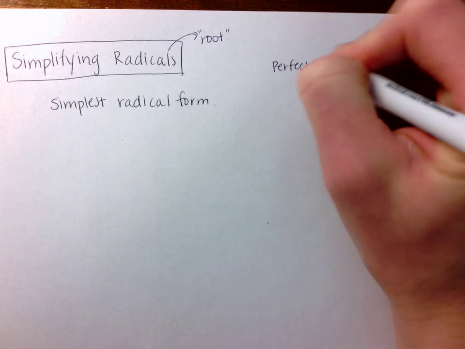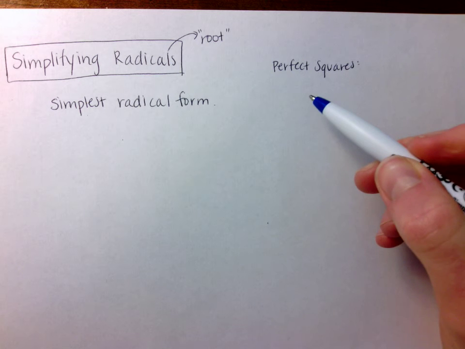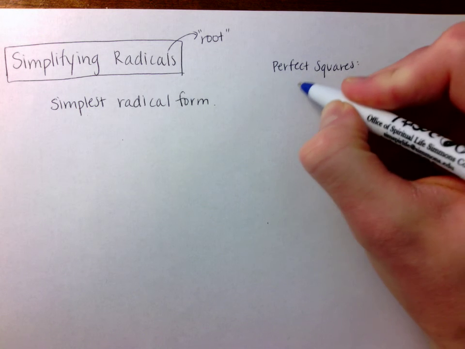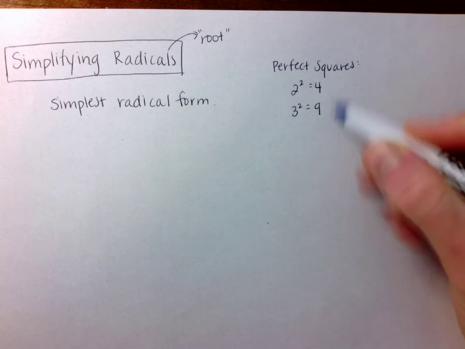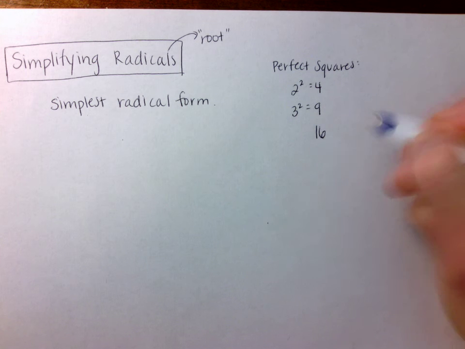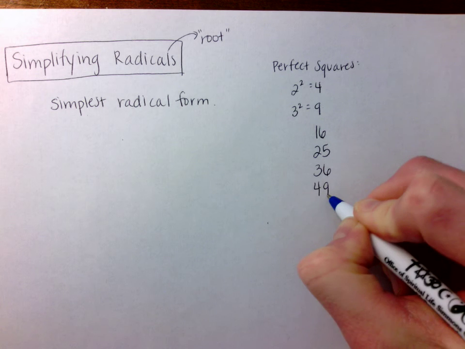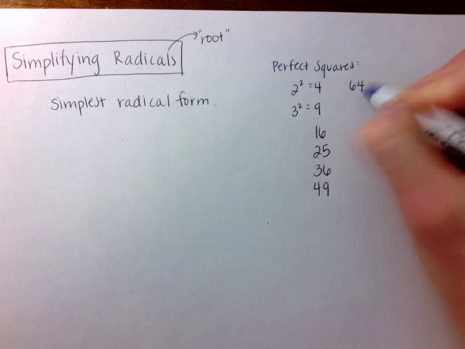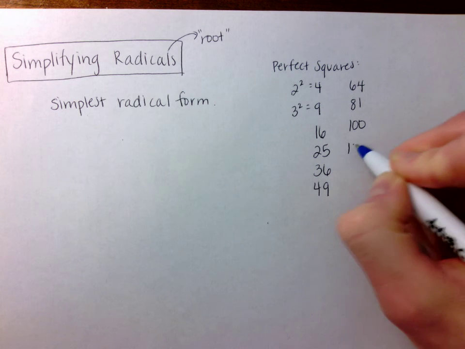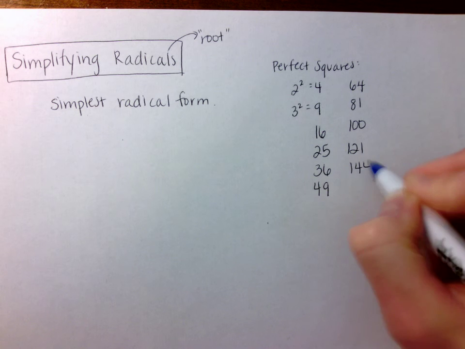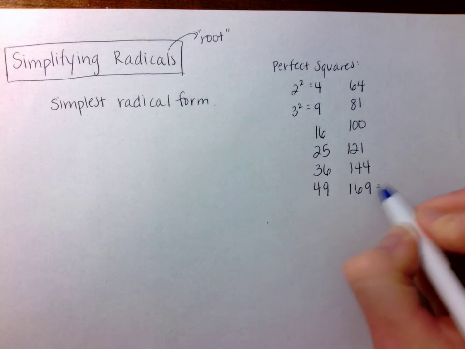And I know we've gone through these a lot, but I don't really start with 1 because that goes into everything. So I usually start with 2 squared, and that's 4, and then 3 squared is 9, and then I just continue. So 4, 9, 16 is 4 squared, 25, 36, 49, then we go up to 64, 81, 100, 121, 144, and then the last one that I usually know is 169, which is 13 squared.